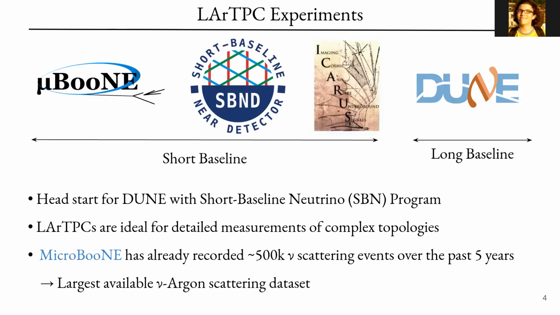The great news in this case is that we don't have to wait for experiments like DUNE to start taking data before we are able to make those high precision cross-section measurements. The reason for that being that we can already get started with experiments of the short baseline neutrino program, because all those experiments will be using the same detector technology, namely liquid argon TPCs, which are ideal for making detailed measurements of complex topologies.